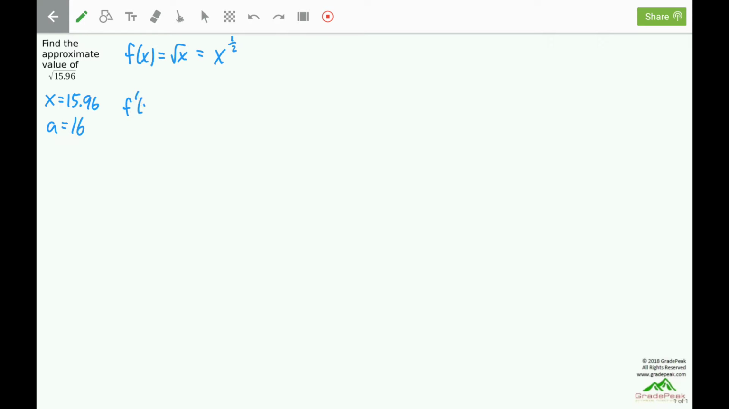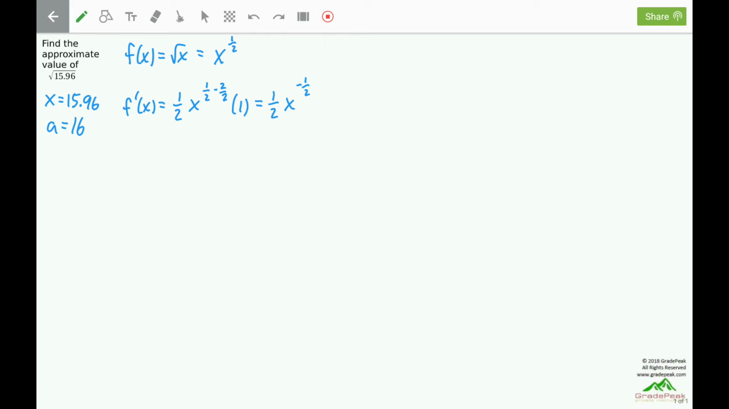The derivative f prime of x will use the power rule. Bring the power down, leave the inside alone, subtract 1 from the power. I will call that 2/2. And then multiply by the derivative of the inside to complete the chain rule. 1/2 times 1 is 1/2, and x raised to the 1 minus 2, negative 1/2 power.